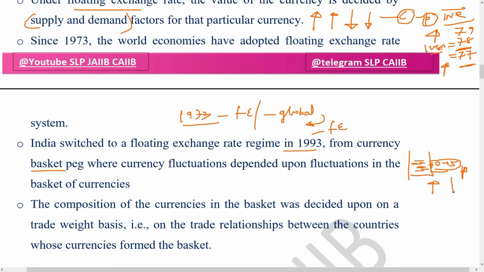our INR value will also increase. If the average of all 15 currencies is decreasing, our currency rate will also decrease. So this is the basket system. This is the system we were following. After 1993, we stopped this system and we follow the floating exchange rate system, that is market driven, so demand and supply.